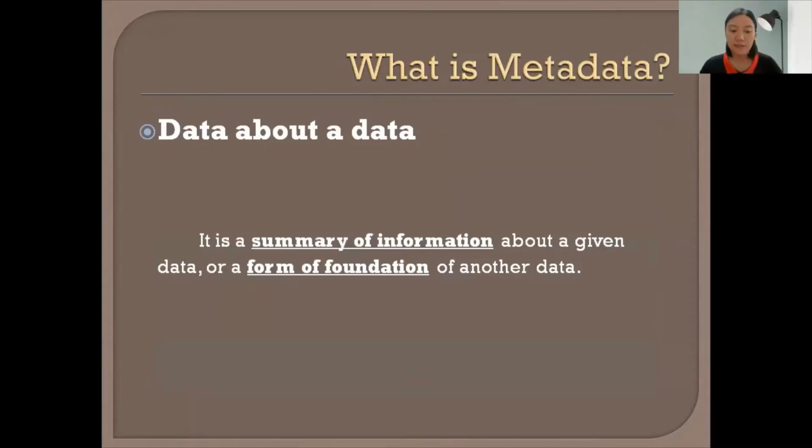To be explained simply, metadata is a summary of information about a given data, or it is a form of foundation of another data. That is just a quick and precise definition of metadata, for we are going to learn more about it by showing some examples later. Just remember that metadata is used in verifying codes and information.